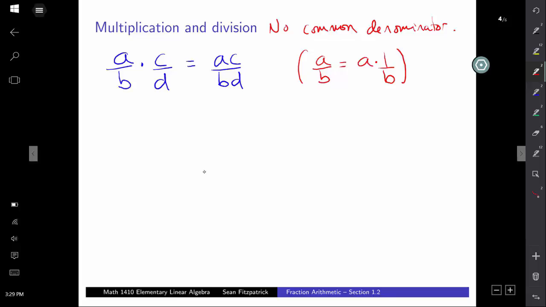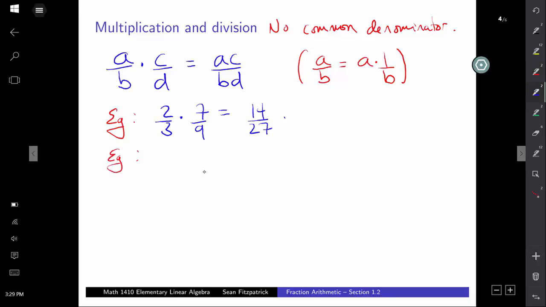So as a quick example, if I wanted to do 2/3 times 7/9, I simply do 2 times 7 gives me 14. 3 times 9 gives me 27, and I leave it at that.